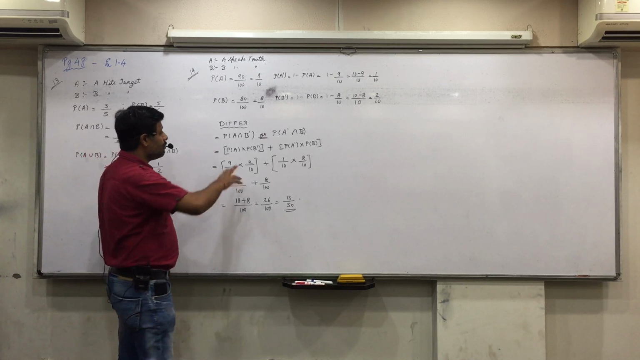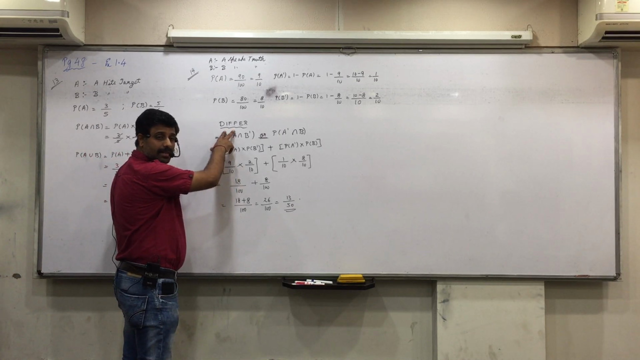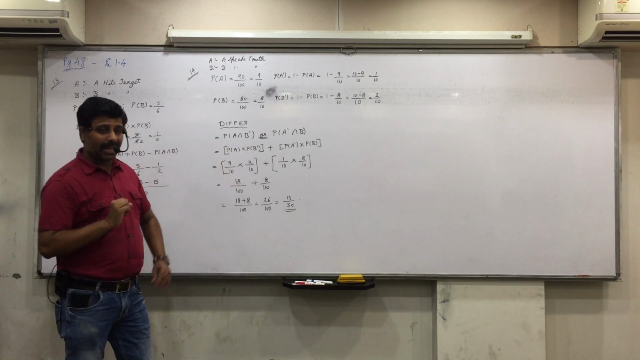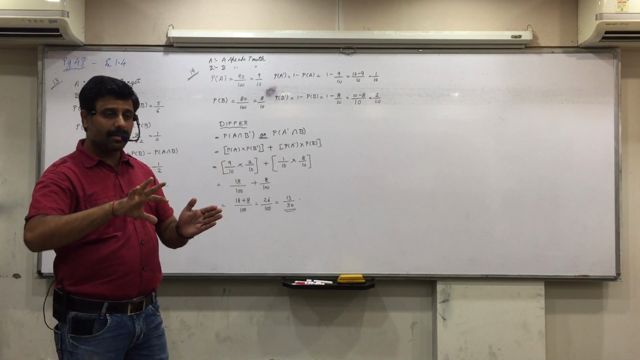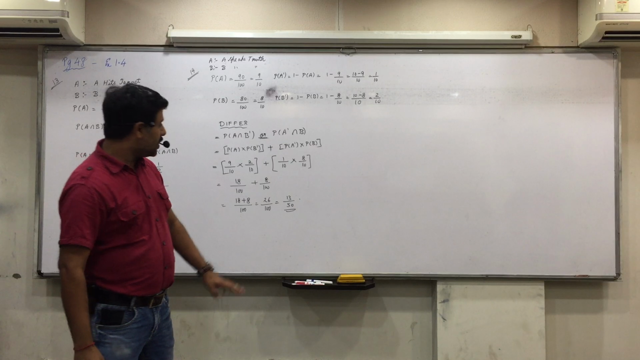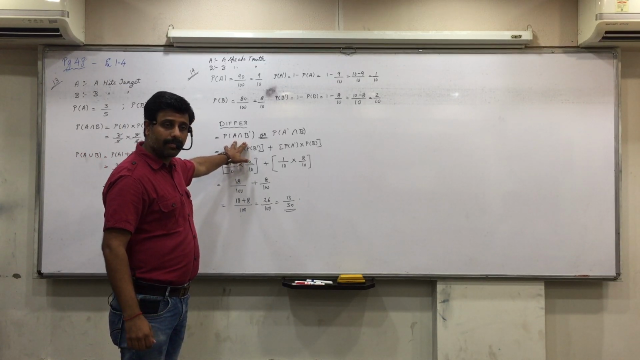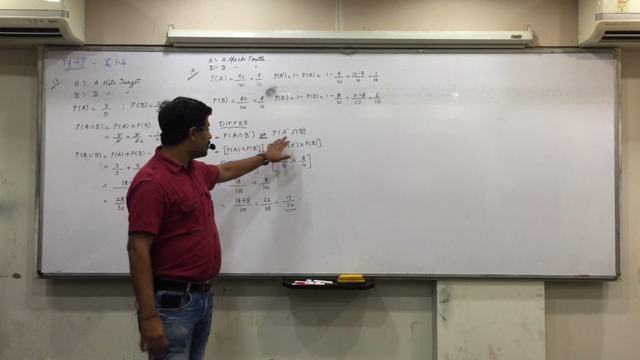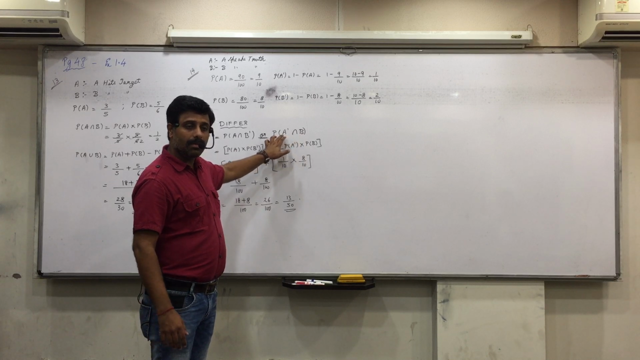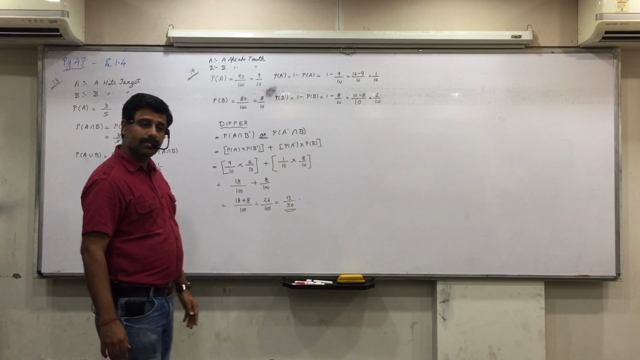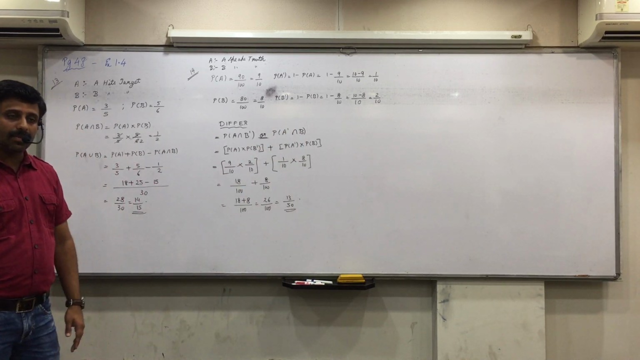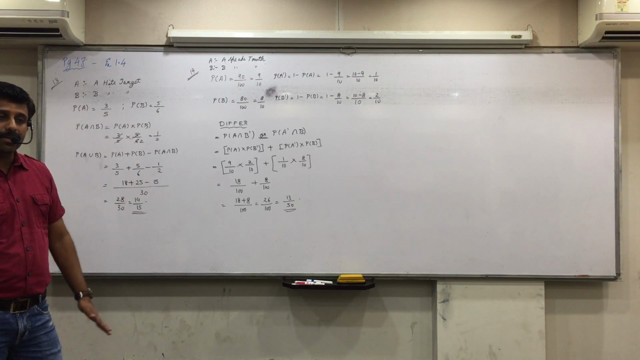What is the question? Both of them differ in stating the fact. Both of them differ means what? A speaks truth but B does not speak truth. So that's what we are finding: A intersection B not. Or second alternative is B speaks truth, but A does not speak truth. That is A not intersection B. And then simply you have to multiply independent events.